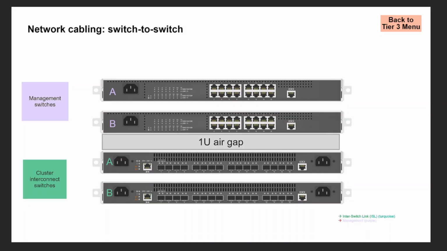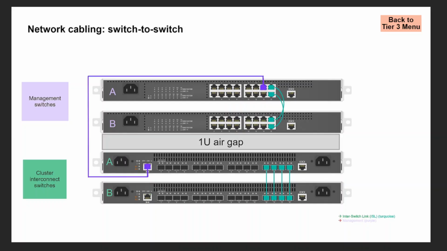Begin by cabling the interswitch links, or ISLs, to create a failover relationship between the switches. This relationship works like the high availability or HA functionality of storage systems. ISL cables are usually short, so use the correct cables from inventory. Cable together the ISL ports of the management switches. Then, cable the ISL ports of the cluster interconnect switches. Some switches use as many as 8 ISL connections.